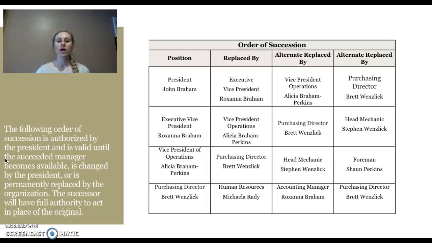Here we have the order of succession. As I mentioned earlier, the president would be John Bram. He makes the final decision and would declare a disaster if that event were to occur. Then the executive vice president, Roxanna Bram, vice president of operations, Alicia Bram Perkins, and then the purchasing director, Brett Wenslick, and so on and so forth.